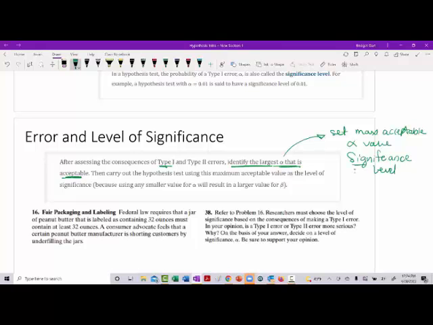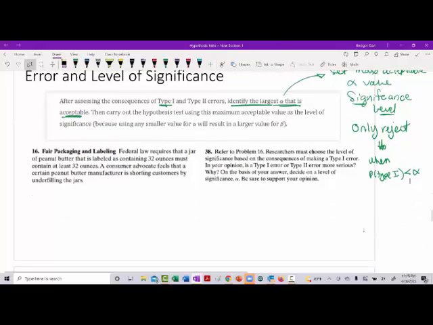Of the test. We call that the significance level of the test. And we only reject the null hypothesis when the probability of a type 1 error is less than that significance level, is less than the maximum value that we're willing to accept. So let's just dig into this a little deeper here.